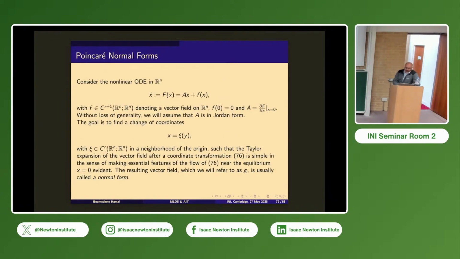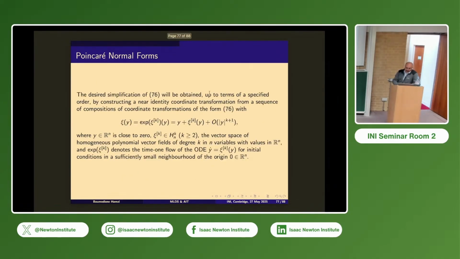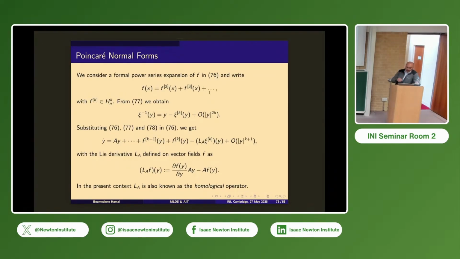So we have a nonlinear ODE, and the goal is to simplify it using transformations. Poincaré's program was that if we have a nonlinear ODE, we perform a Taylor series expansion, then the goal is to get rid of the maximum number of terms in the Taylor series expansion. And our goal was, in a way, to canalize Poincaré normal forms.